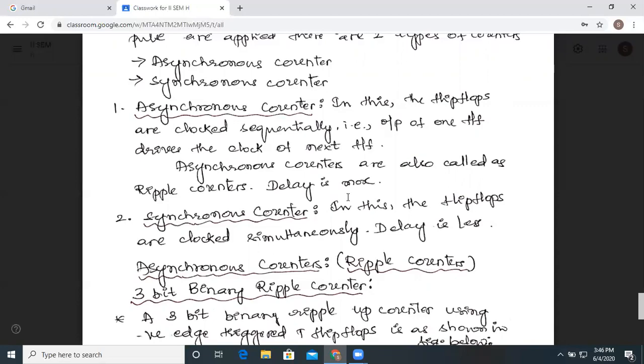Now let us move on to see what is the meaning of a synchronous counter. In a synchronous counter, we are using flip-flops, and these flip-flops will be clocked simultaneously. That means all the flip-flops will get the clock pulse at the same instant of time. Since we are clocking the flip-flops simultaneously, obviously the delay will be less. But as per the syllabus, we need to discuss only the asynchronous counters.